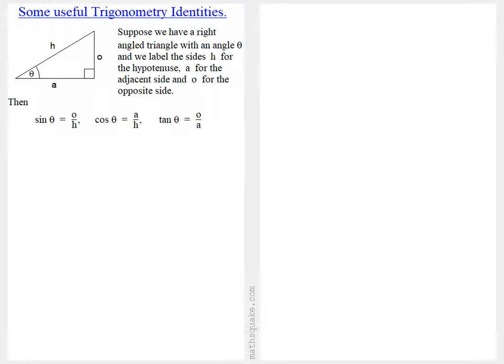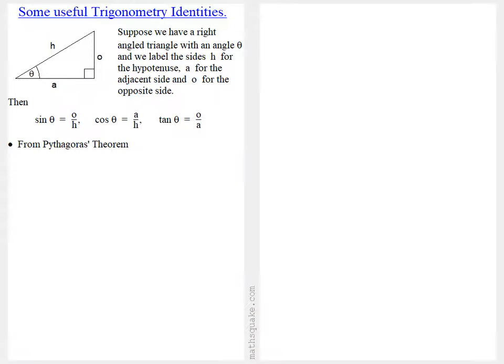Then the sine of theta is the opposite over the hypotenuse, O over H. The cosine of theta is the adjacent over the hypotenuse, A over H, and tan theta is the opposite over the adjacent, O over A.